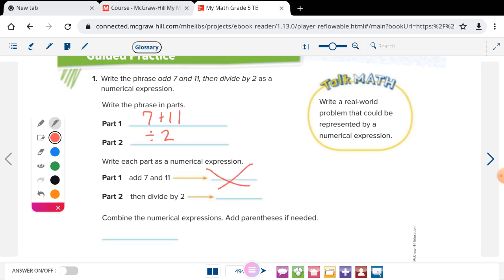Combine the numerical expressions and add parentheses if needed. Why might I want to add parentheses here, Bryce? Because you need to add 7 plus 11 to divide them. Yeah, I have to add the 7 and 11 first. So, Bryce, what should I write as my whole numerical expression? 7 plus 7 and 11 in parentheses. Okay? And then divide it by 2.